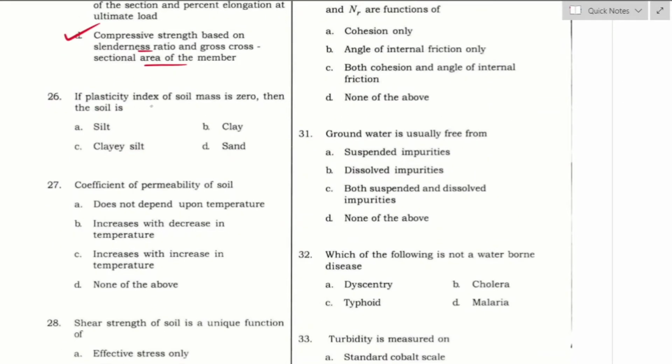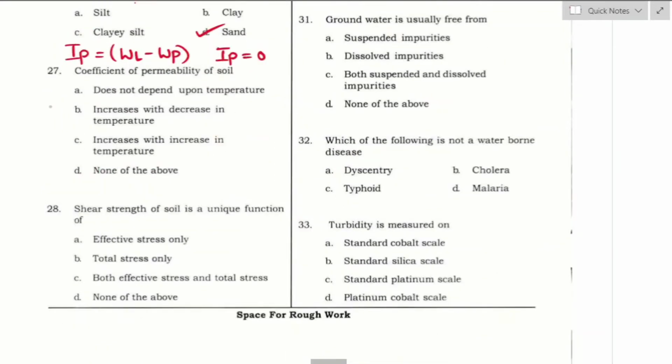Question number 26. If plasticity index of a soil mass is 0, then the soil is termed as. The plasticity index is the difference between liquid limit minus plastic limit of a soil. If plasticity index is equal to 0, then the soil is termed as sand, because generally the sand does not possess any plasticity and their plasticity index is assumed to be 0.